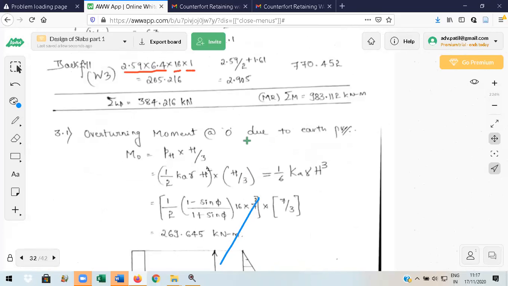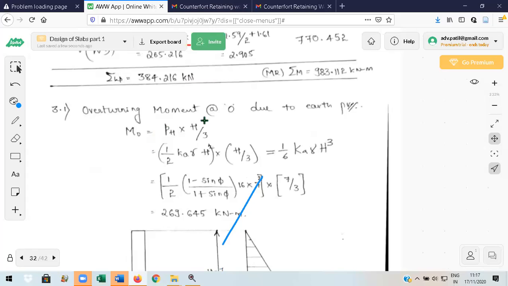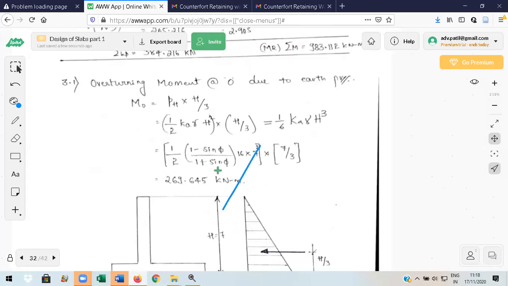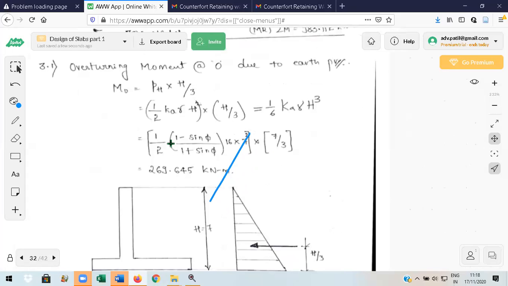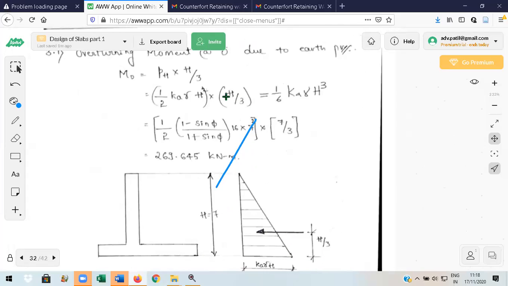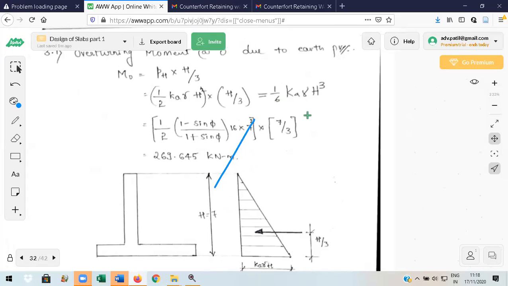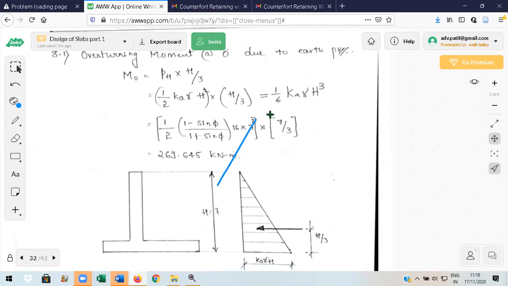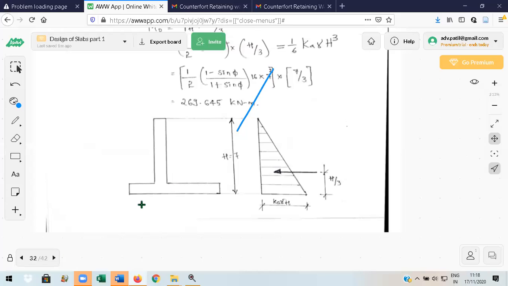Now the overturning moment you can calculate. M naught is equal to P into H by 3. So the overturning moment is this. Because of this, overturning of the retaining wall takes place. So PH into H by 3, force into perpendicular distance. It is a triangular variation. That is why H by 3 is the distance between the base and the centroid of the triangle from the base. So 1/6 of K gamma H cube. Directly you can remember this formula. Substitute everything here. 269.645 is the value.